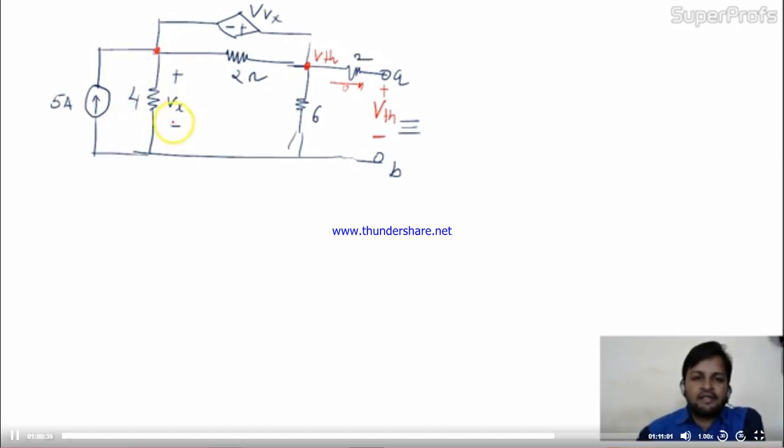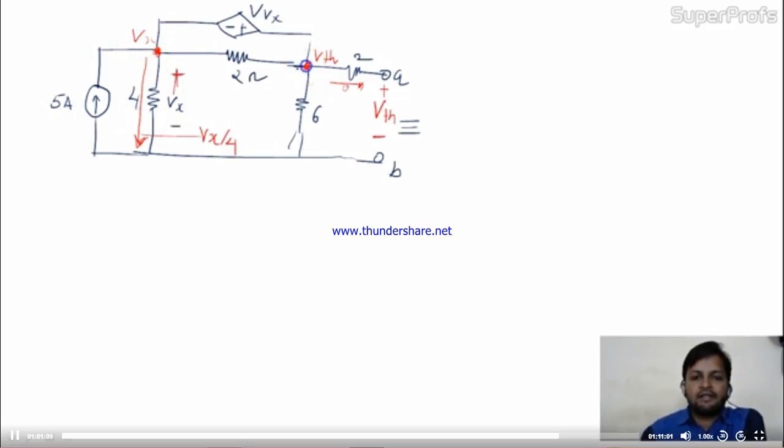We'll redraw the circuit. See friends, the Vx is given across this. If the voltage across the 4 ohm resistance is Vx, then tell me the current across this and the direction of the current. Will the direction of current be like this? That's why we are getting the polarity of voltage drop this way. And what will be the value of this current? This current will be nothing but Vx by 4. Is it? Any problem? Very good. So we have the current over here and the voltage over here is Vx.